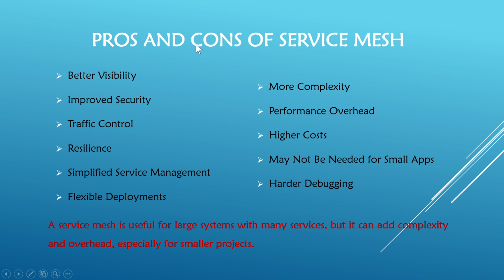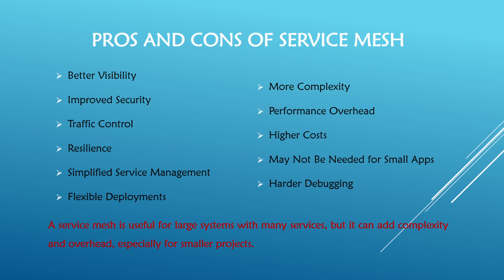So the next is pros and cons of service mesh. Better visibility, improved security, traffic control, resilience, simplified service management, and flexible deployments are the advantages of a service mesh. Better visibility: you can easily see what's going on between services, making it easier to troubleshoot problems. Improved security: it encrypts traffic between services, making communication more secure. Traffic control: it allows you to manage and control how services talk to each other, improving performance and reliability.